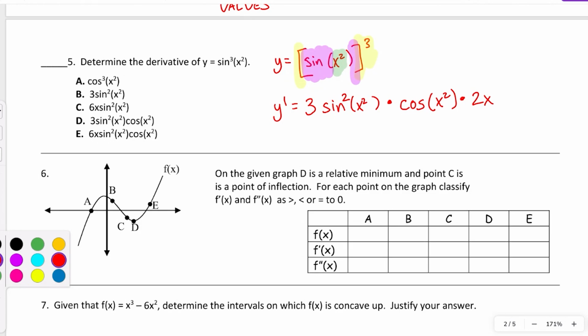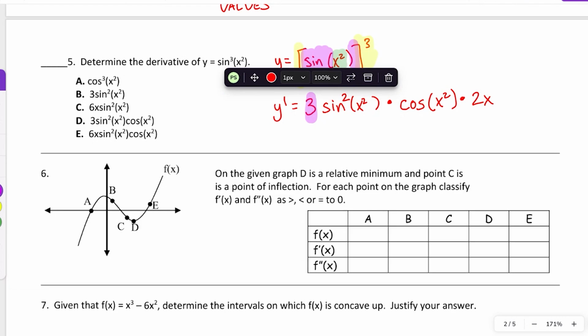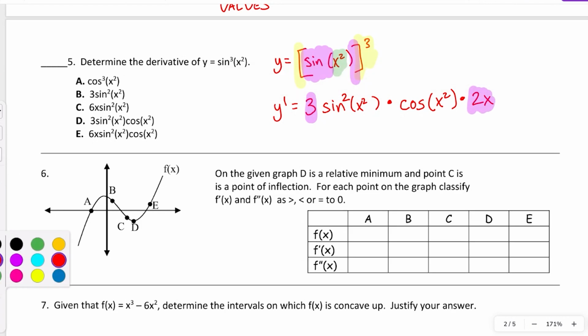Now, if this were a free response question, I'd be perfectly happy with this answer. But notice how none of the answer choices look exactly like this. The answer choices have the coefficient and the x out to the front. So we're going to pull this 3 times 2x out to the front so that it looks a little bit more like our answer choices. 3 times 2 is 6. So this will be 6x times sine squared x squared times cosine of x squared. And we see that our answer is E.